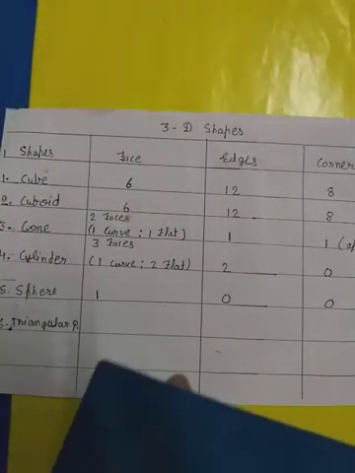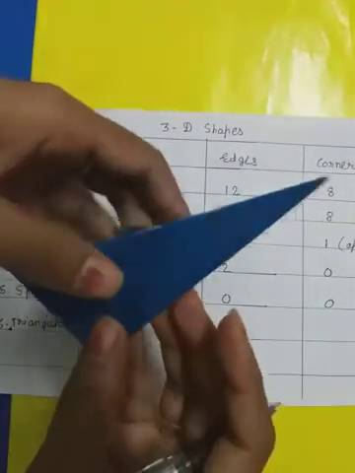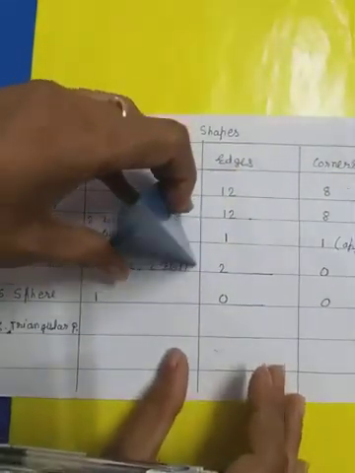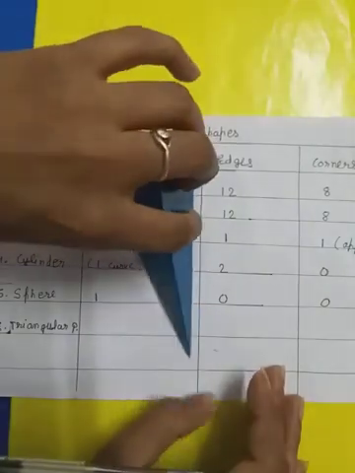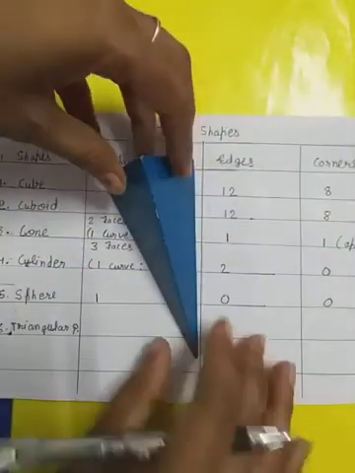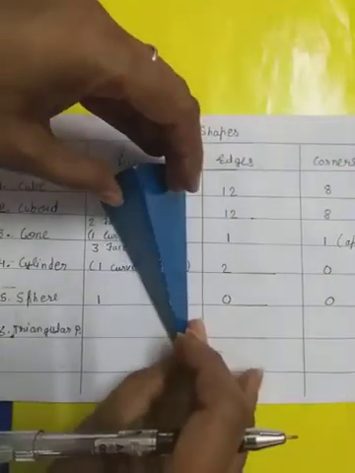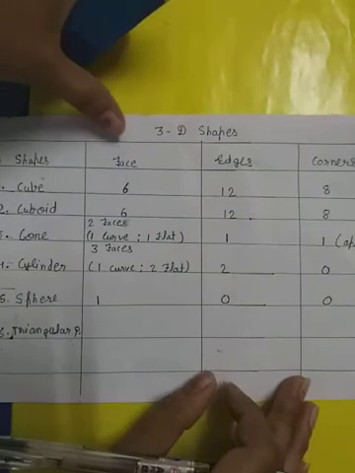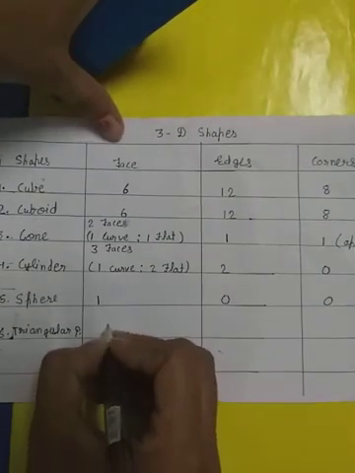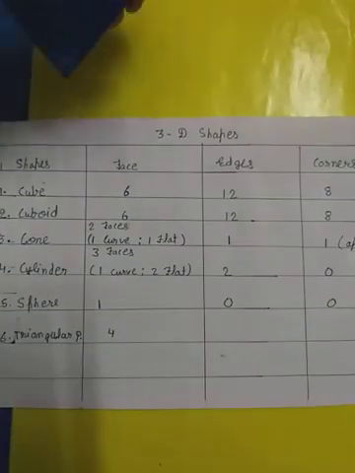So let's see how many faces we have in this one. I can put it like this: 1, 2, 3 and 4. I can put this one in 4 ways. So we have 4 faces in a triangular pyramid.